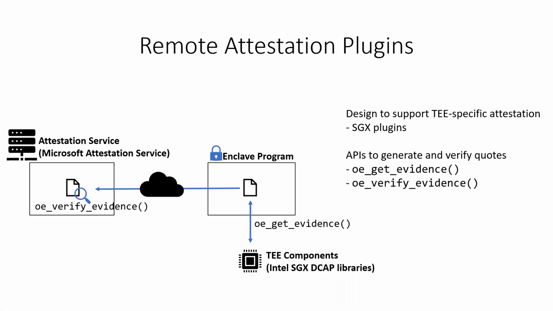So in this diagram, we'll show an example of an Enclave program using the get evidence API that talks to the SGX components to get the evidence of the Enclave program. Then the Enclave program can send this evidence to the endpoint, and the endpoint can be an attestation service, and then use the OE verify evidence API to verify whether the evidence is correct or matches what you should expect it to be.